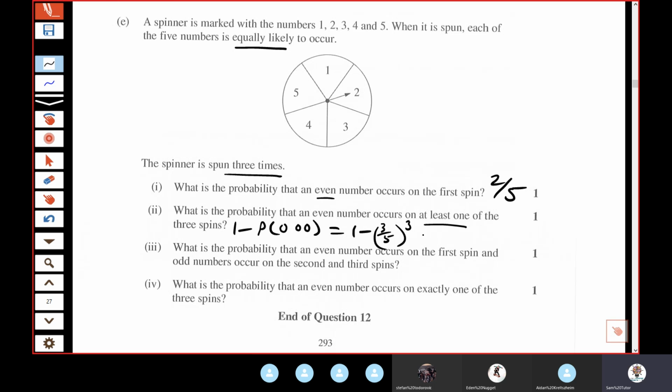What is the probability that an even number occurs on the first spin and odd numbers occur on the second and third spins? Well, that's very, very easy. That would be even number on the first, and then odd number on the second, and odd number on the third. Why is that even a question? Who knows? Ivy, what is the probability?